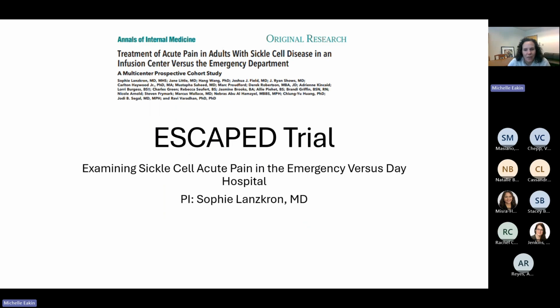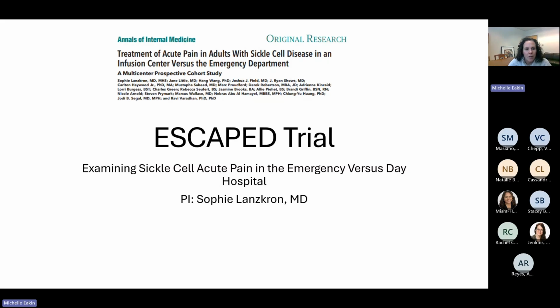And as we were trying to talk about this, the first thing everybody said is, well, how do we know this is going to be better care than the ED? And so our first project with the PCORI was a comparative effectiveness trial. And it wasn't a trial, comparative effectiveness research. We were not able to randomize. We couldn't tell people they had to go to the ED or they had to go to the infusion center. They had to have the choice.